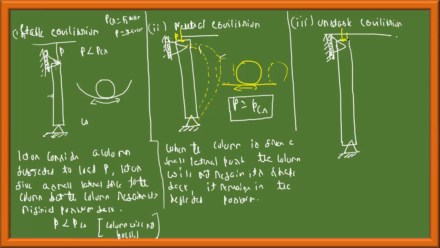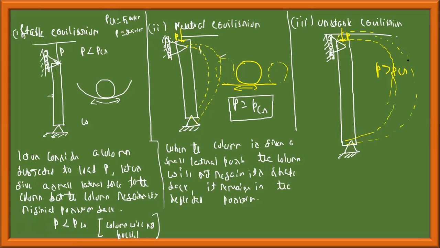I have applied a load P. This load is greater than the critical load. This load is greater than the buckling load. The column will bend excessively like this. This lateral deformation when P is greater than PCR is called buckling.